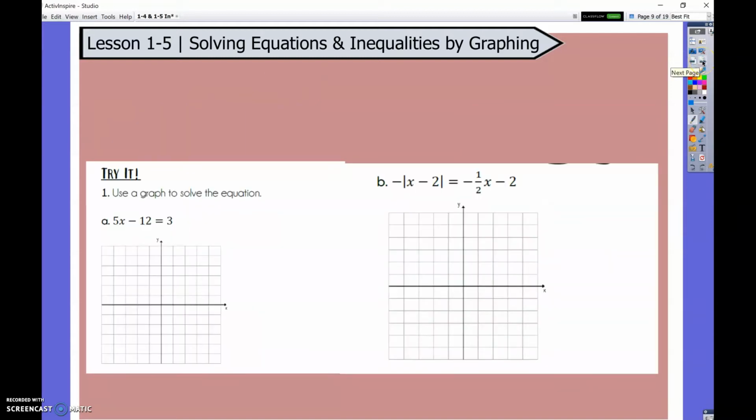These try-its for example 1, you'd want to try on your own. Your answer can be found on your teacher's Canvas page in PDF form. So try these 2 and see if your answers are correct by checking the answer key.